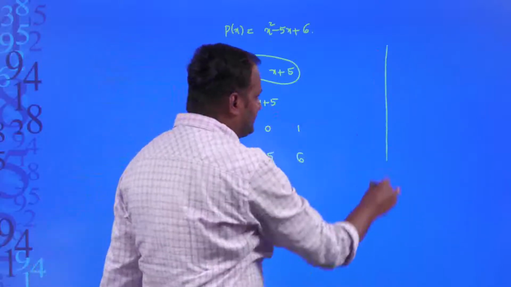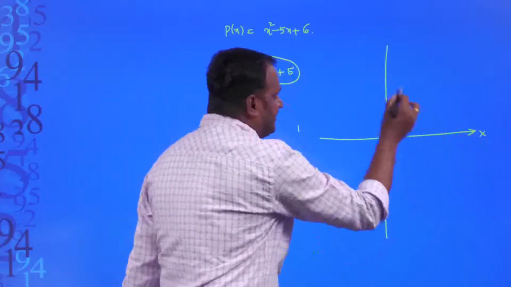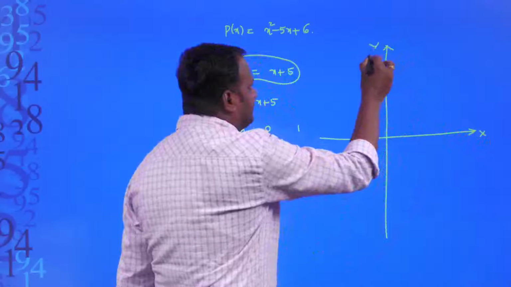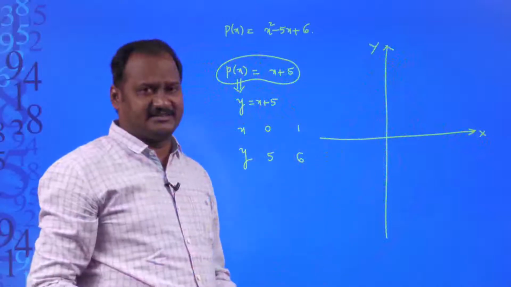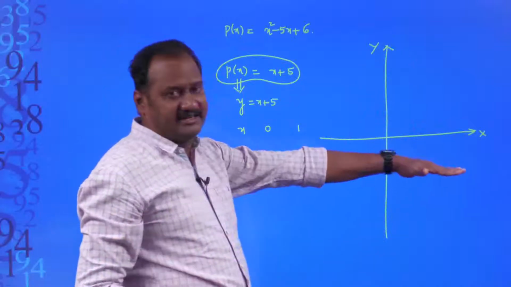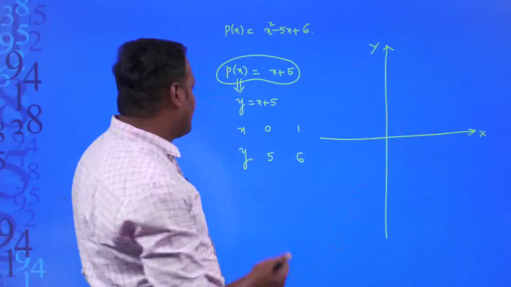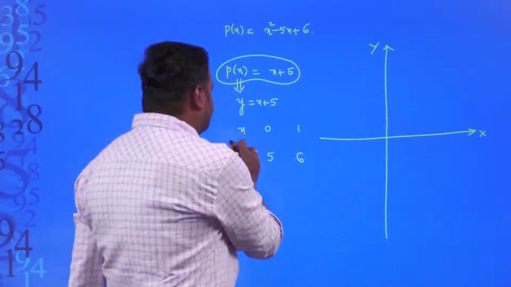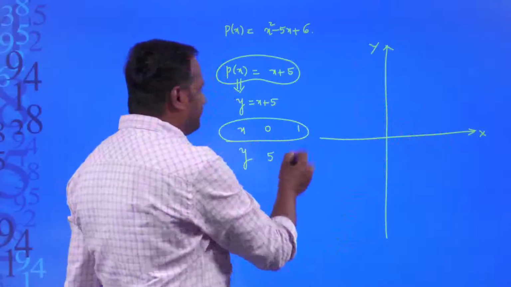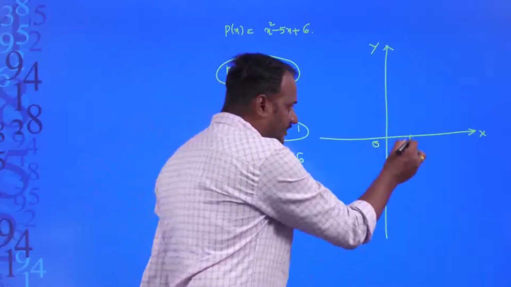Now this is y-axis and this is x-axis. Okay. On x-axis I will take the values, as well as on y-axis I will take the values. What are these x-axis and y-axis? They are in fact number lines. X-axis is a real number line and y-axis is another real number line. That's it. Okay. Now x values are the maximum 0 and 1. So maximum is 1. So I will take 0 here and then 1 here.